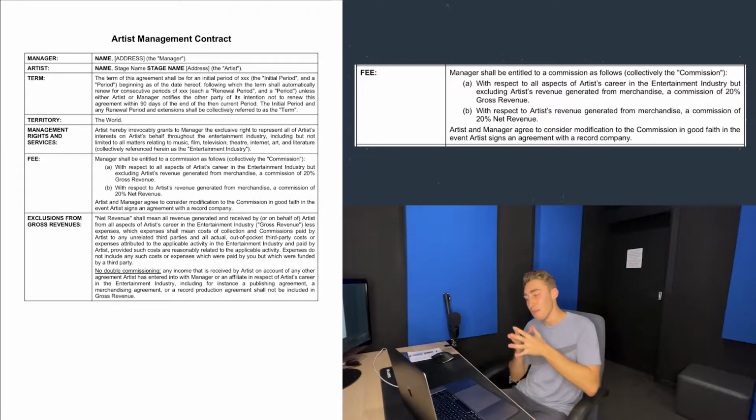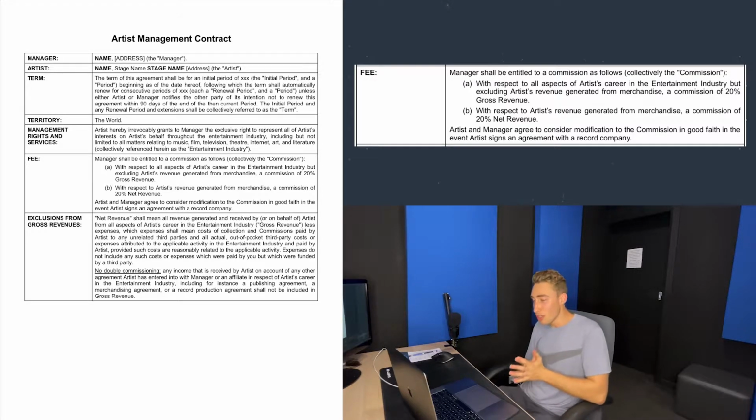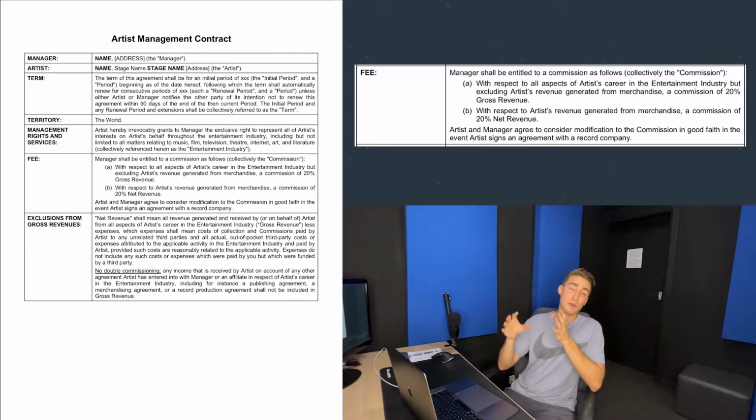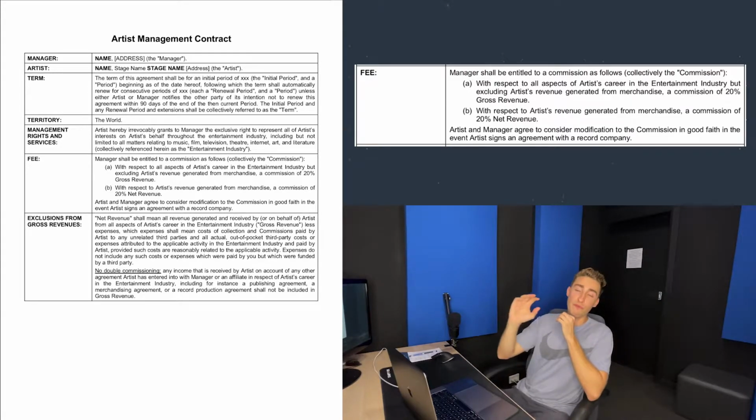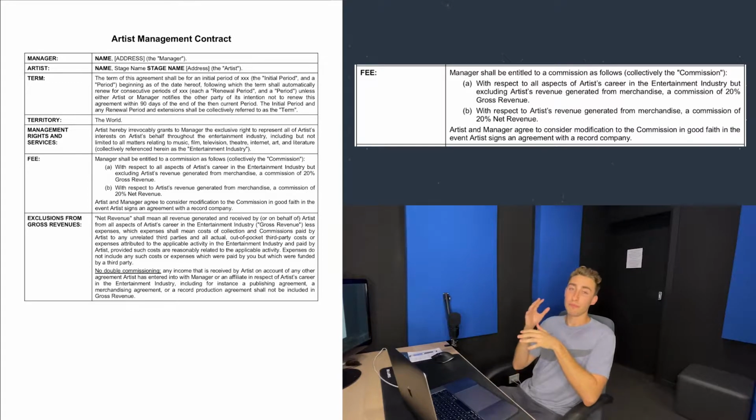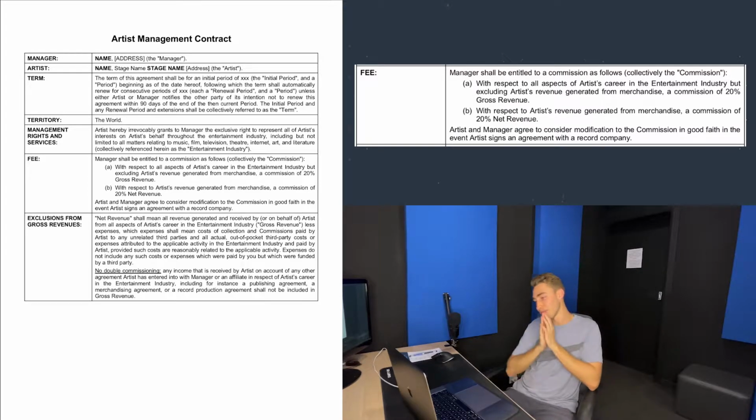And the reason that merchandise is net revenue is because if it wasn't, the manager would be taking their 20% commission before all of the costs involved in producing merchandise were taken out.